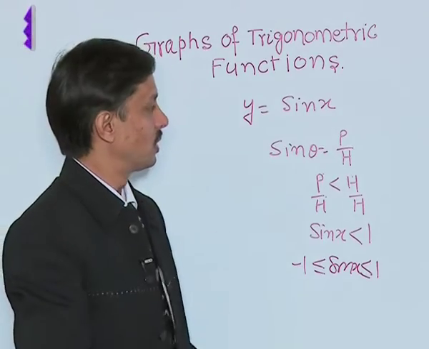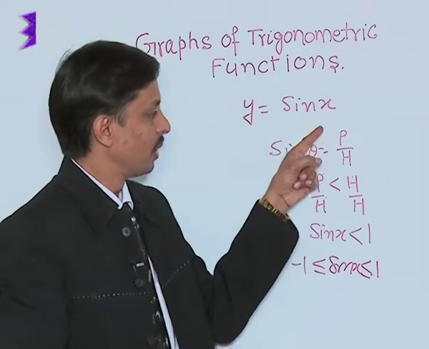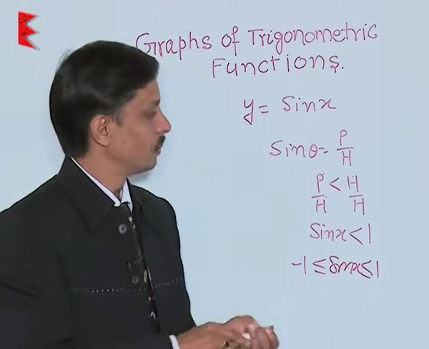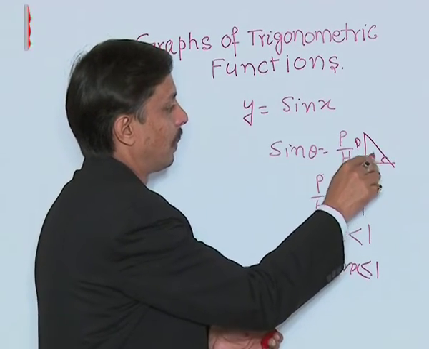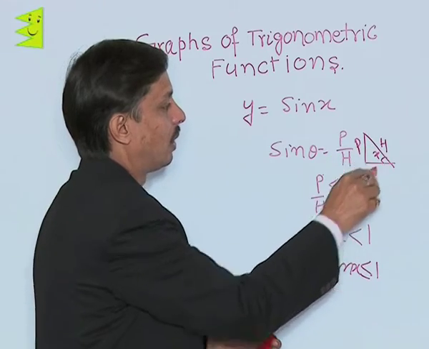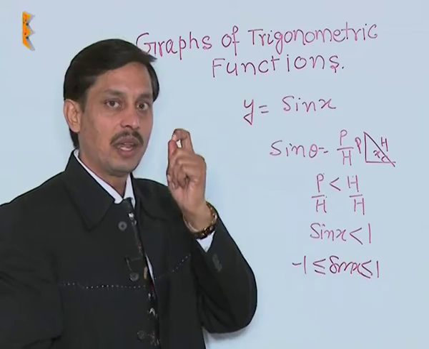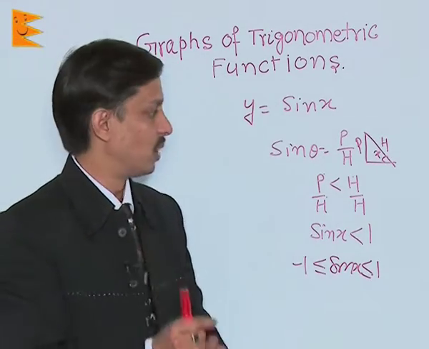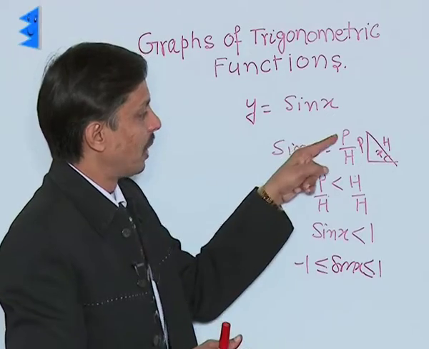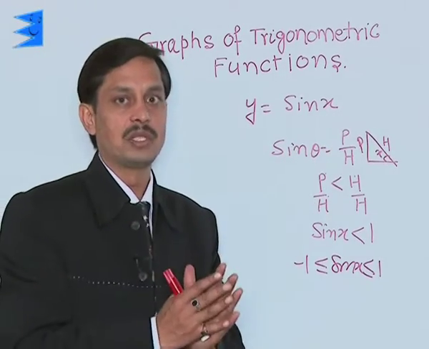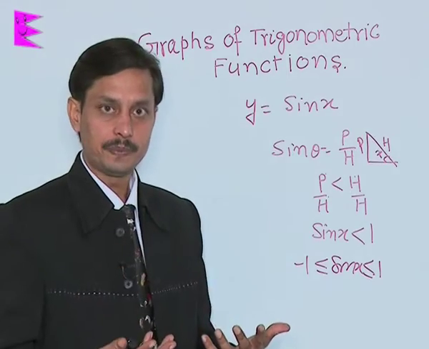The reason for this, as explained to you, the value of the sine is given by perpendicular upon hypotenuse. In any triangle, in any case, the perpendicular can never be more than hypotenuse. That's why this division can never give the result more than 1. In the extreme condition of the 90 degree, perpendicular and hypotenuse may coincide. So in that situation, the value of sine may be 1.